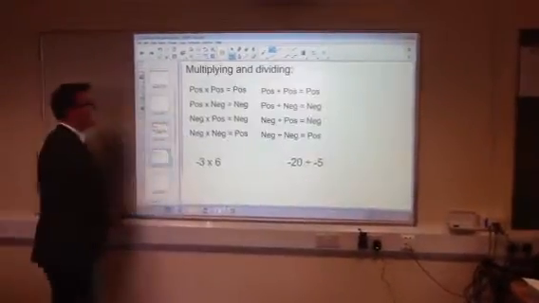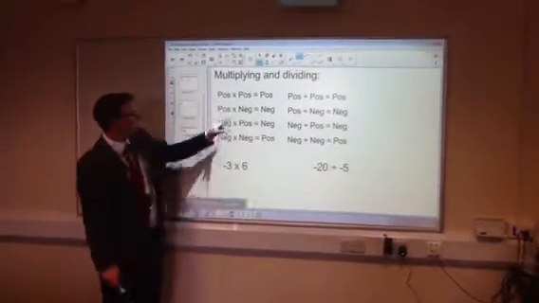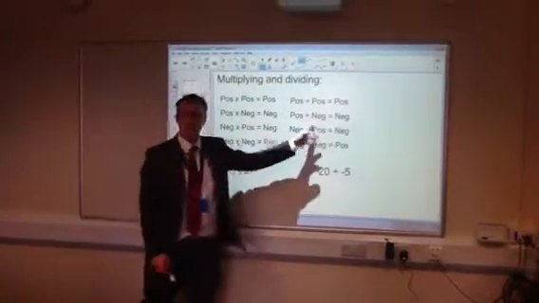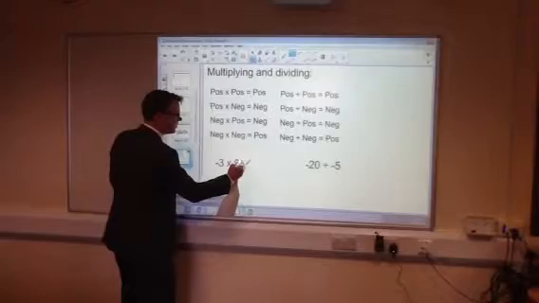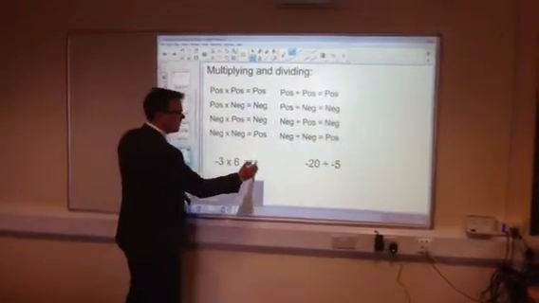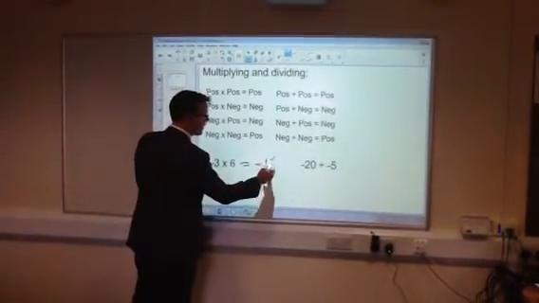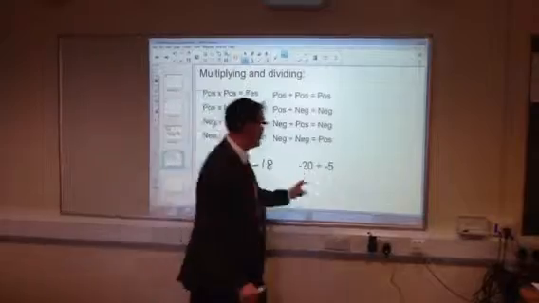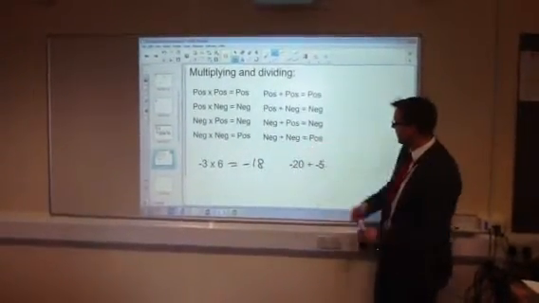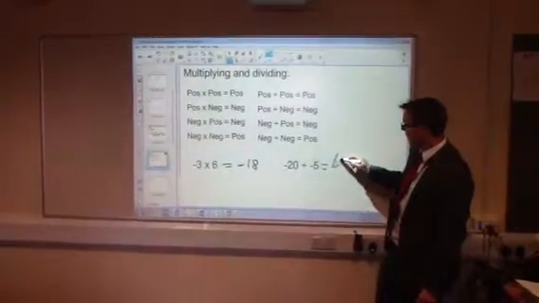Multiplying and dividing, very, very simple. We follow our rules. Two positives or two negatives make a positive. One of each symbol makes a negative. Same when we divide. So, minus 3 times 6: a negative times a positive is a negative, so we know the answer is negative. 3 times 6, well that's 18, so we put negative 18. This one here, negative divided by negative is a positive, so I know my answer is positive. 20 divided by 5 is 4.